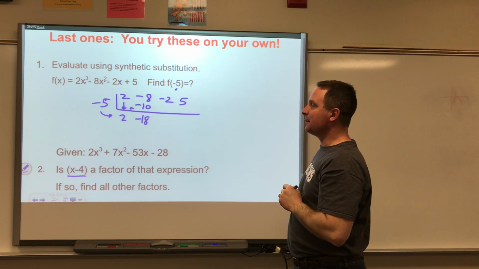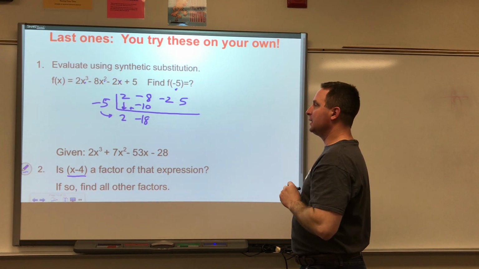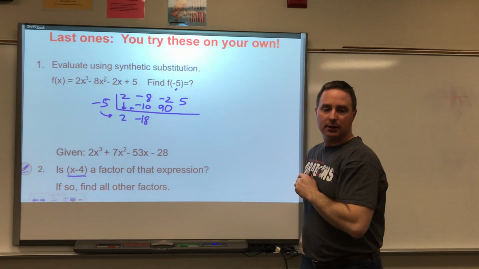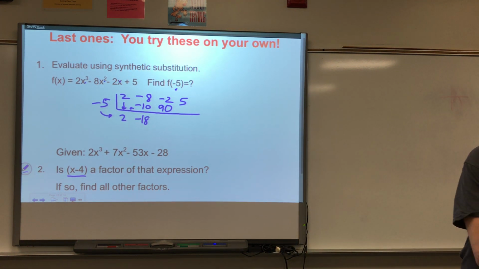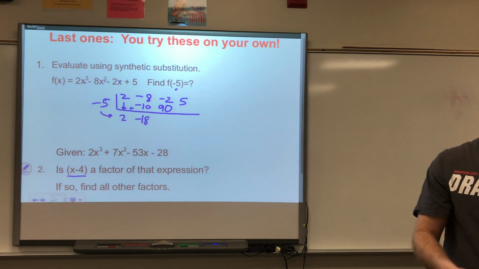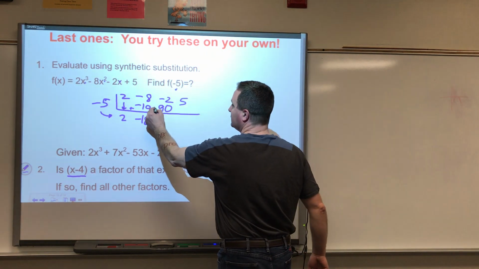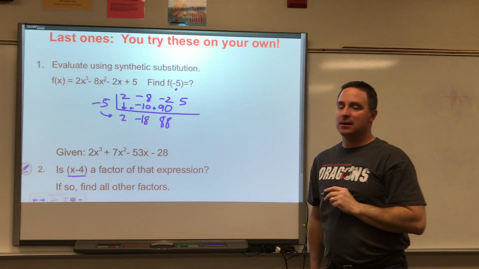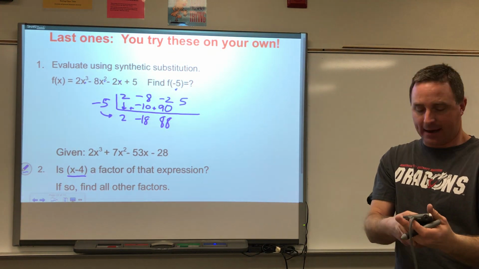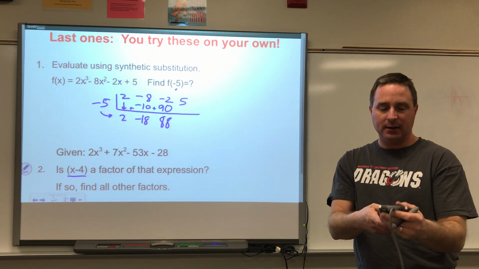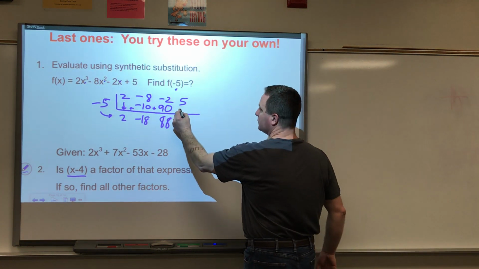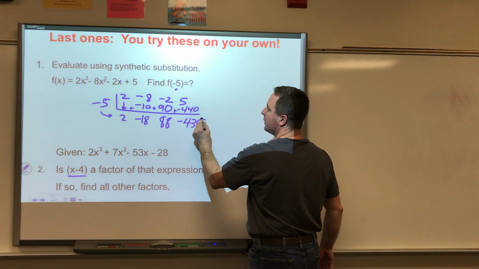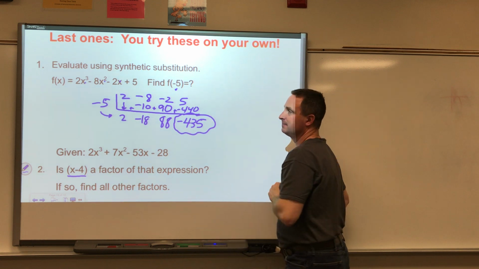Negative 18 times negative 5, I believe, is 90. Just to double check here. Yes. And I add: negative 2 plus 90 is 88. Then I have to do 88 times negative 5, which is negative 440. And if I add those, I get negative 435. So wow, kind of a big number.